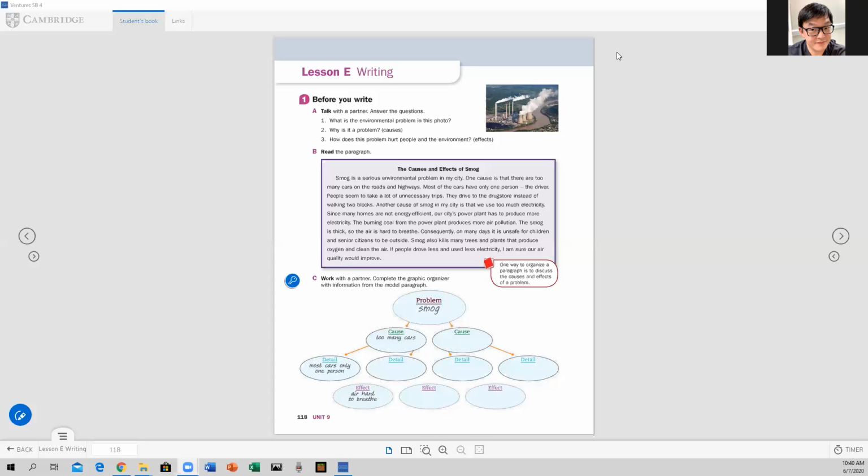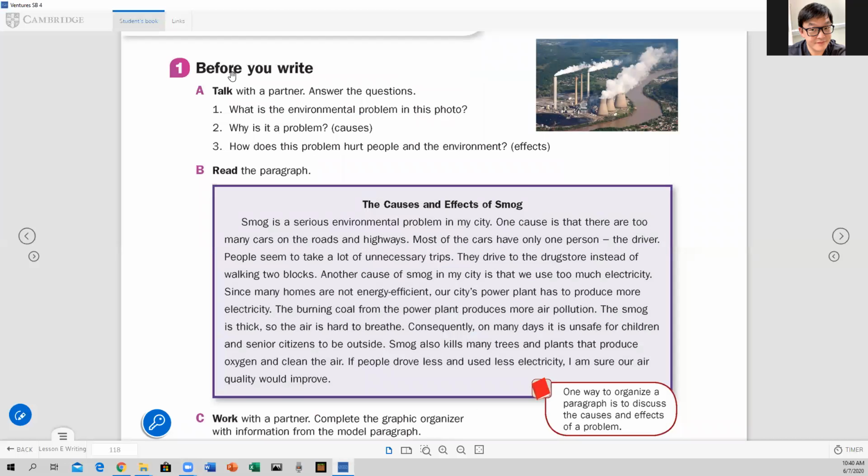Okay, so you have the text in front of you. Let me make it bigger so you can see it better. Okay, so this is what you have. Before you write, I want you to visualize and think a little bit before you write. Think about these questions and think about the answers, okay?